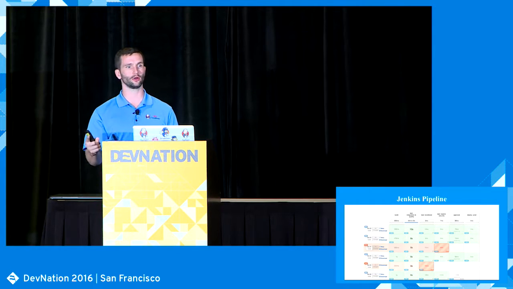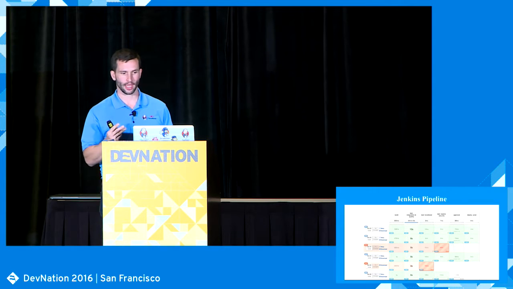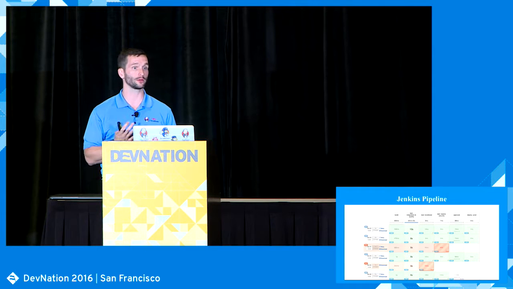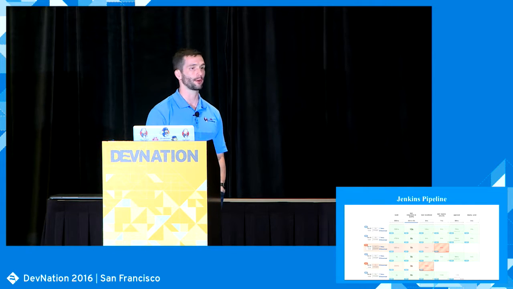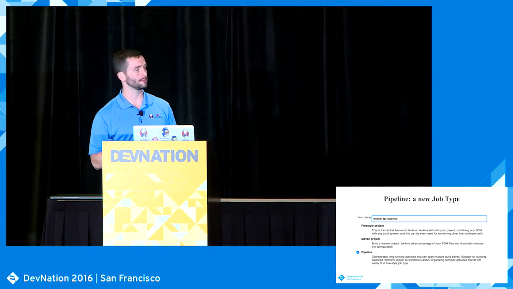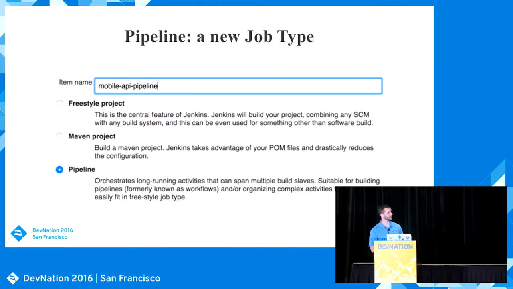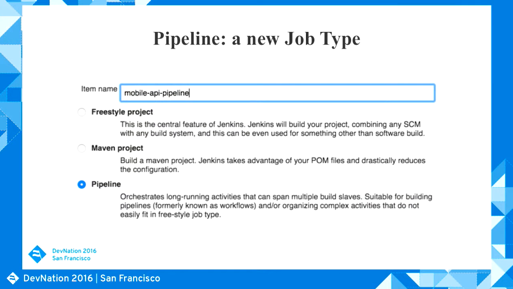It should be easier. It should be scriptable. And it needs to be a first-class citizen. This can't be a bolt-on anymore. And that's really what Jenkins Pipeline and the Pipeline suite of plugins is about. So Pipeline is a new job type. When you install it on Jenkins, you might not select a Freestyle or Maven project anymore. You'll go and create a pipeline. And you can even read it, it orchestrates long-running activities as part of a pipeline.